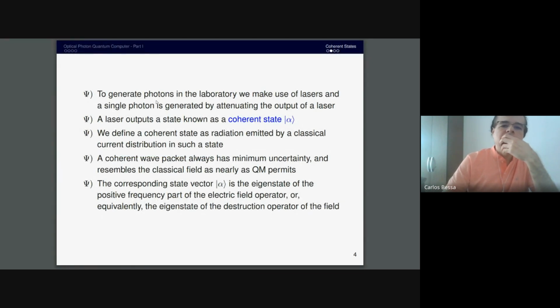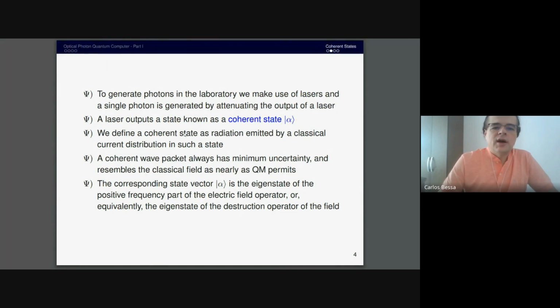So the lecture today is about coherent states. You understand what type of states are so important for doing this type of computation. To generate photons in the laboratory, we make use of lasers, and a single photon is generated by attenuating the output of a laser. And the laser outputs a state that is known as the coherent state that we study today. We will represent this state by the ket alpha. In general, we will see this in the books.